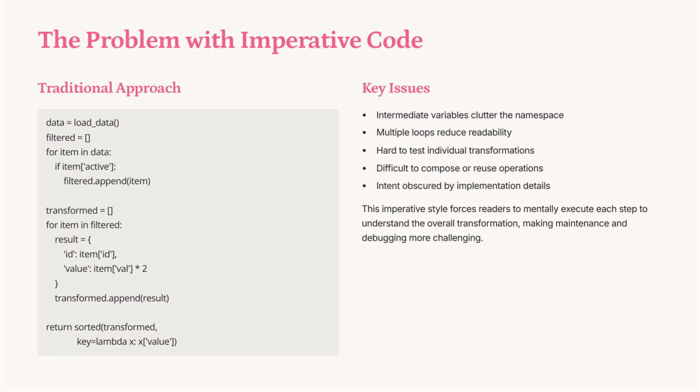Imperative code, like the example shown, often clutters the namespace with intermediate variables and multiple loops, reducing readability. Testing individual transformations becomes challenging, and operations are hard to compose or reuse. The intent is obscured by implementation details, forcing readers to mentally execute each step, complicating maintenance and debugging.